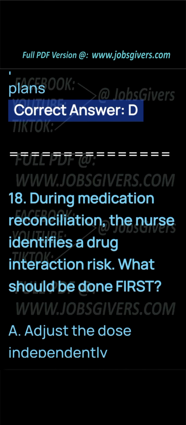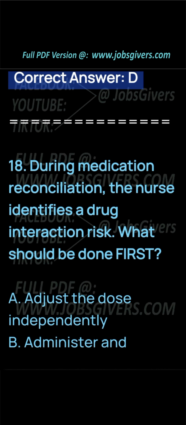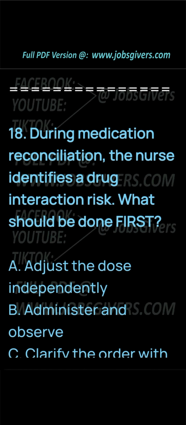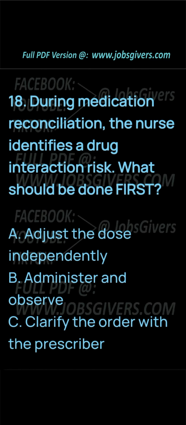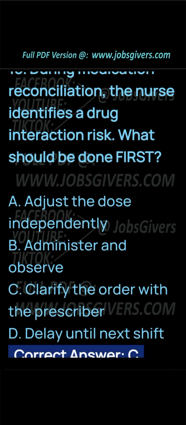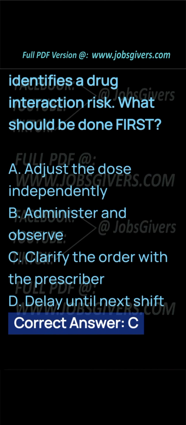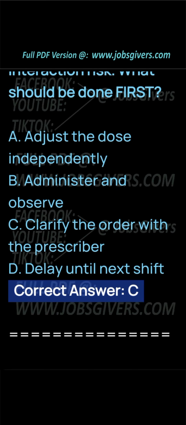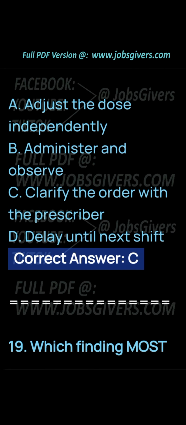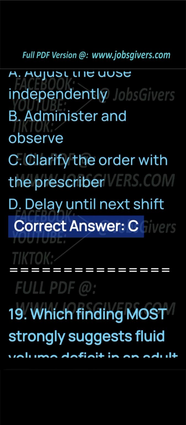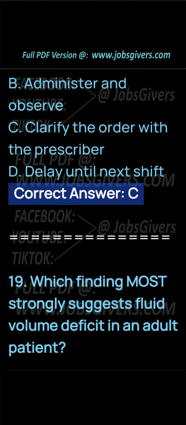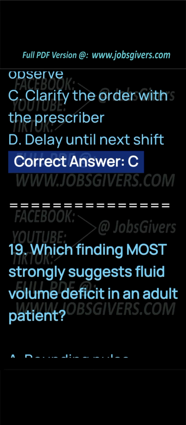Question 18. During medication reconciliation, the nurse identifies a drug interaction risk. What should be done first? A. Adjust the dose independently. B. Administer and observe. C. Clarify the order with the prescriber. D. Delay until next shift. Correct answer C.